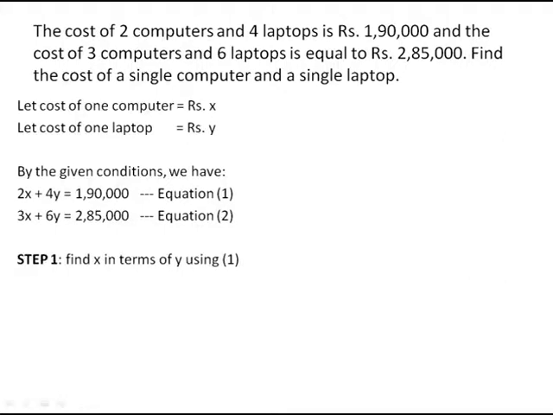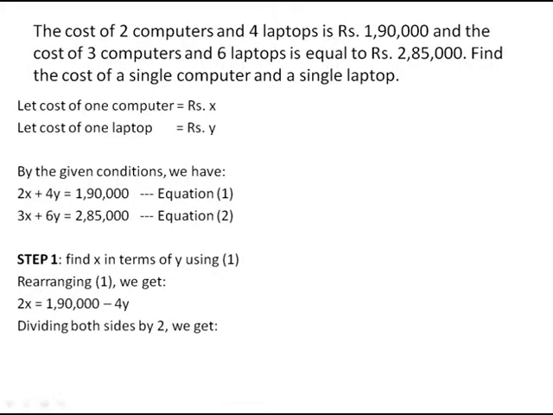Let's follow the steps of solving linear equations using the substitution method. Step 1 is find x in terms of y. Let's use equation 1 for that. Rearranging equation 1, we get 2x is equal to 1,90,000 minus 4y. Dividing both sides by 2, we get x is equal to 95,000 minus 2y.